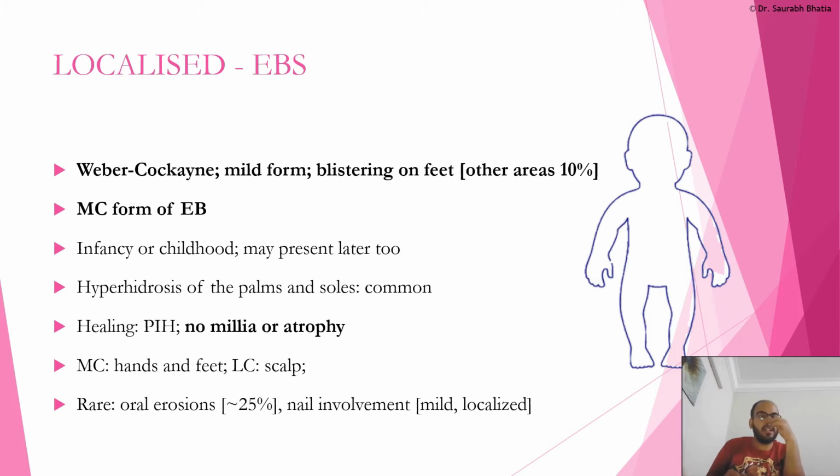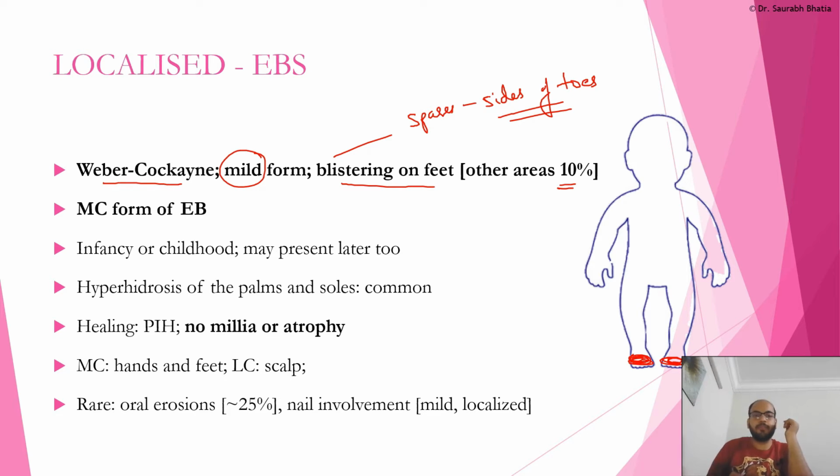Now, this is localized EBS, also known as Weber-Cockayne disease. It's a mild form. We have gone from severe, intermediate, and now the mild form. There is blistering on the feet. Other areas can be involved in about 10% of the cases. The blistering at the level of the feet spares the sides of the toes. This is very characteristic. This is the most common form of EB simplex, so this is a good viva or quiz question. Most common form of EBS. The blistering happens in infancy or childhood, and can present later also.